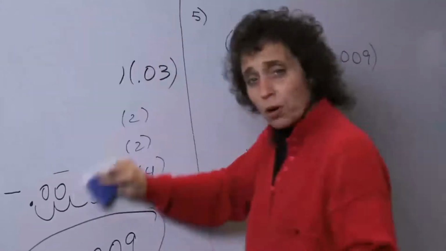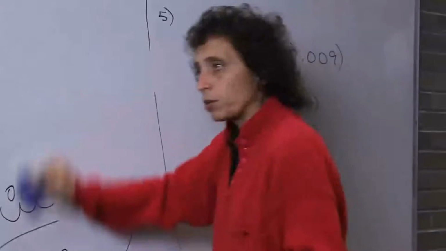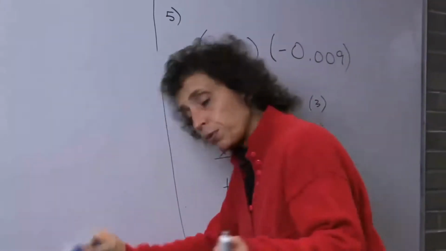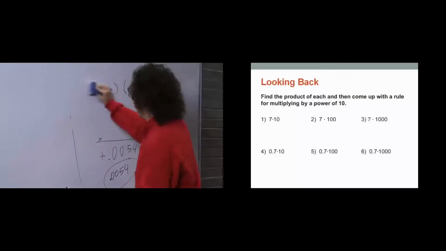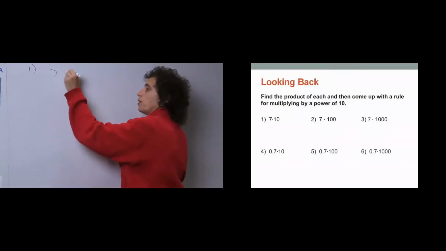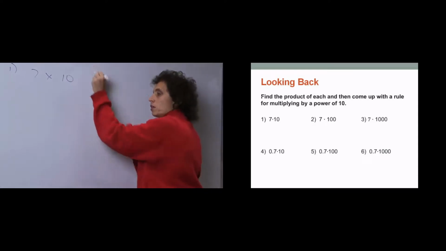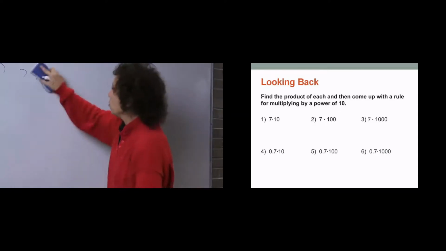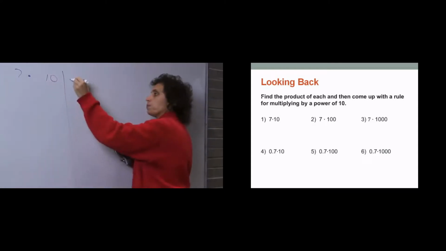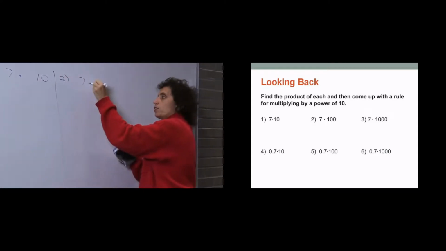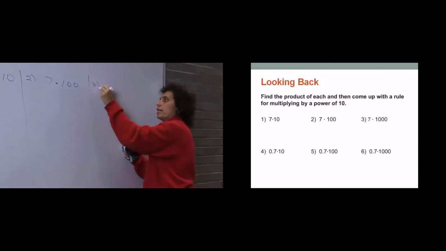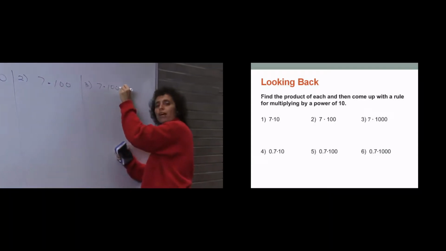In Mod 1, we multiplied by powers of 10, you might remember. I'm just going to revisit that with the first 3 examples and then talk about the next 3 examples. Number 1 is 7 times 10. Oh, using a dot, sorry. Using a dot. Number 2 is 7 times 100. And number 3 is 7 times 1,000.